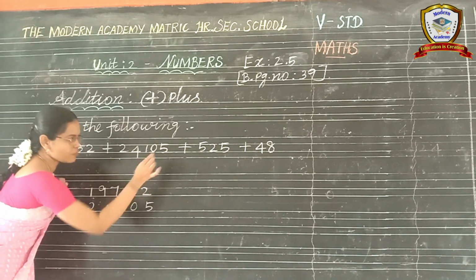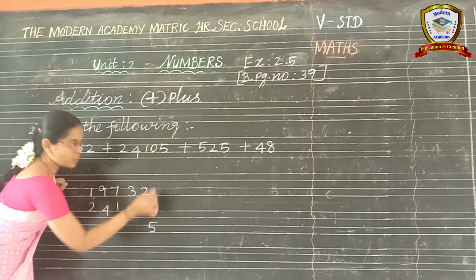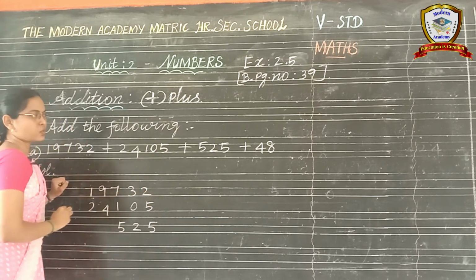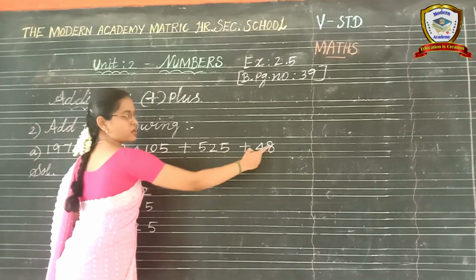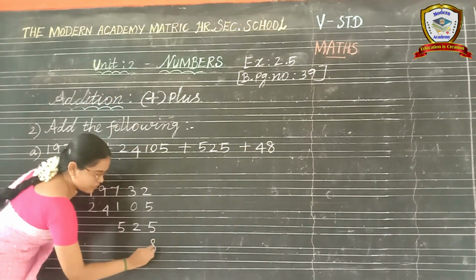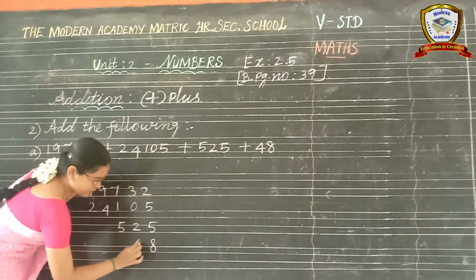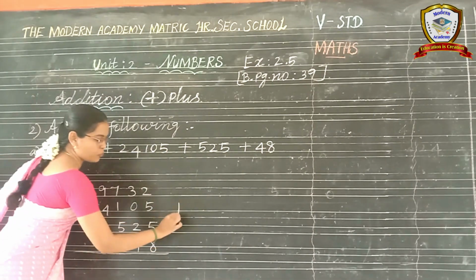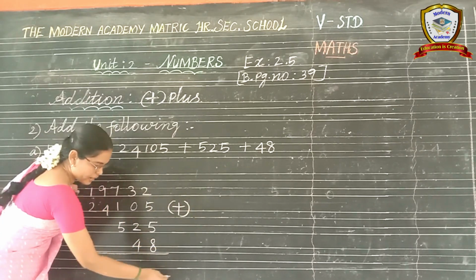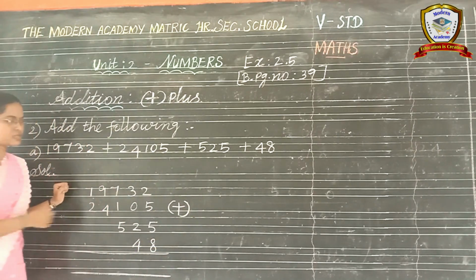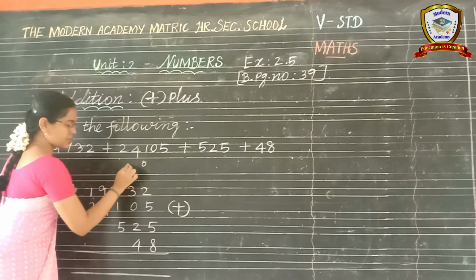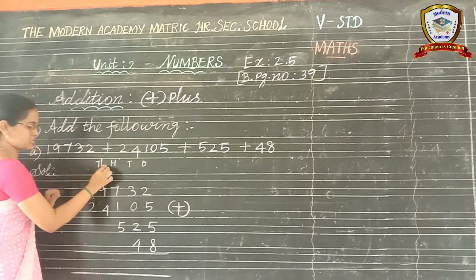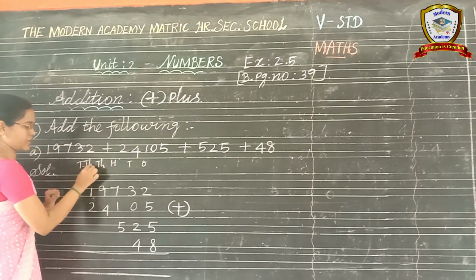This is 3 digit number. So we can start from ones place. Ones place number is 5. Tens place number is 2. Hundreds place number is 5. Okay, next number is 2 digit number. So ones place we have to write number 8 and tens place have to write number 4. We have to add all the numbers. Okay, put plus symbol. This is ones place, this is tens place, this is hundreds place, and this is 1000 place. This is 10,000 place. Okay.